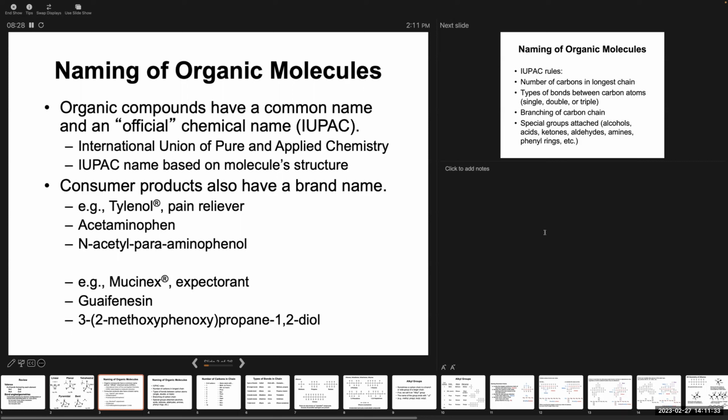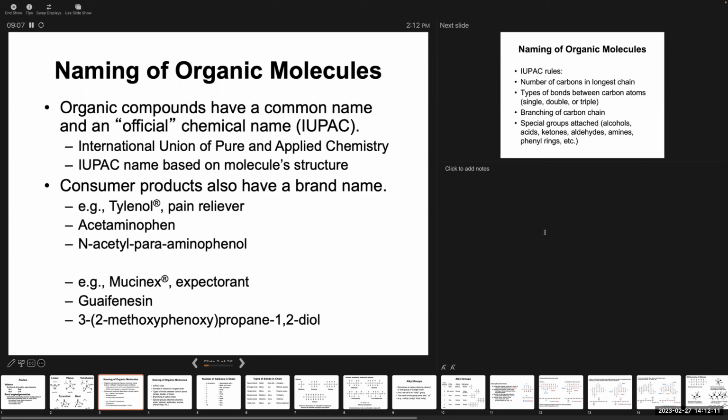In addition to the common name, like the word glucose, and the official IUPAC name for that compound, a lot of consumer products also have a brand name. An example of that would be something like Tylenol. You go to the drugstore, you go to Wegmans, and you've got a headache, you want to get some Tylenol. So Tylenol is a brand name. It's a registered trademark of whatever company makes Tylenol. The generic name for Tylenol is acetaminophen. That's the active compound in Tylenol that makes it a pain reliever.